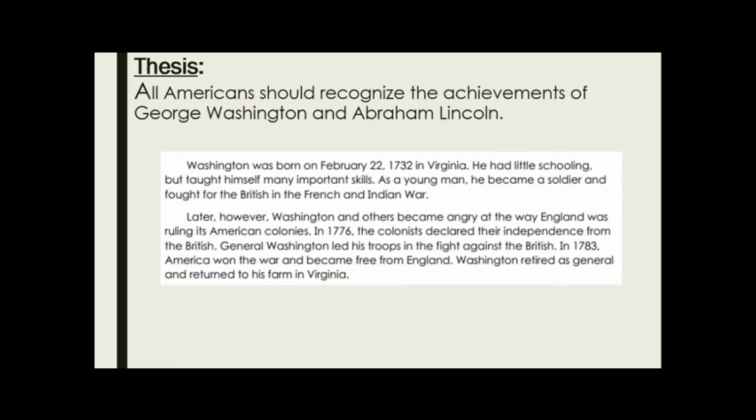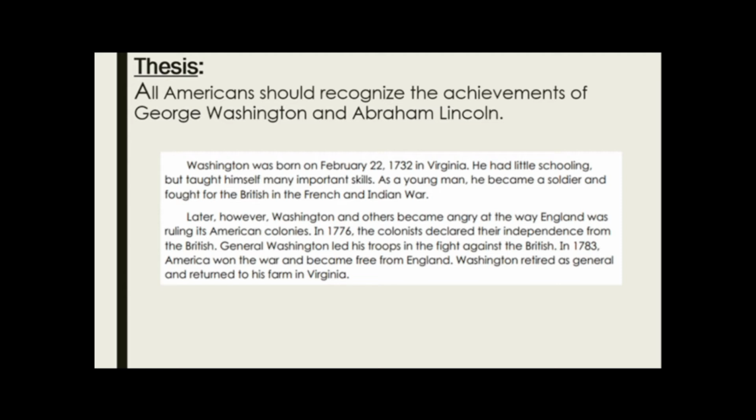Now, it's not all about Abraham Lincoln. We also have to include some details about George Washington. It wouldn't make sense if I went through my planning and only included a detail about celebrating Abraham Lincoln's achievements. So again, thinking about our thesis, all Americans should recognize the achievements of George Washington and Abraham Lincoln, I'm going to read these paragraphs and figure out what I could include in my details that supports that we should be celebrating them.